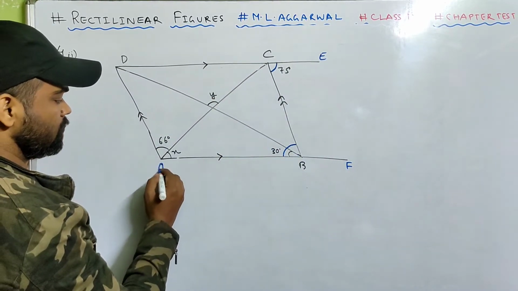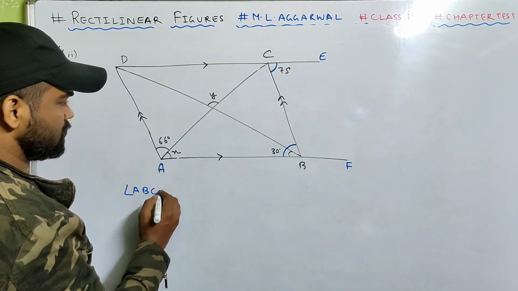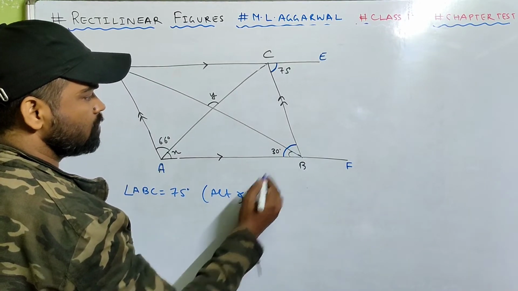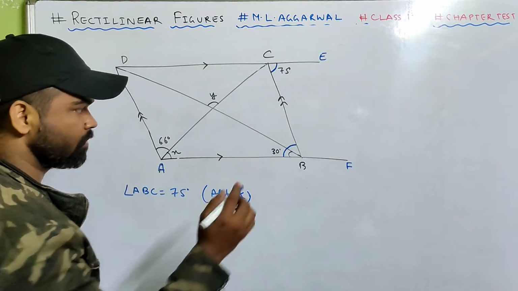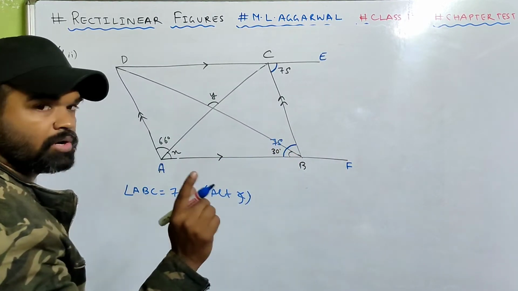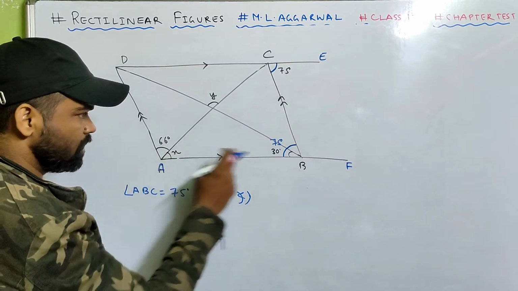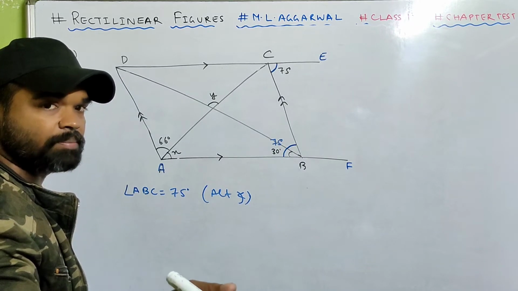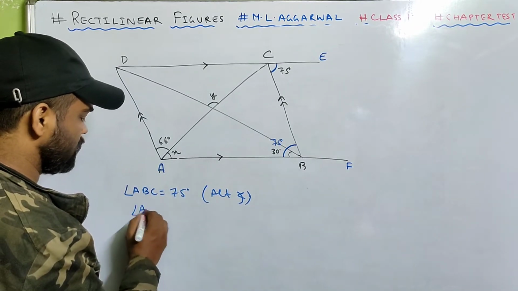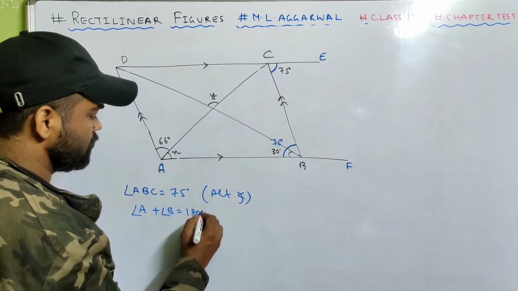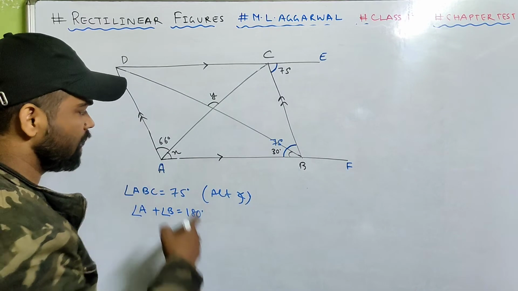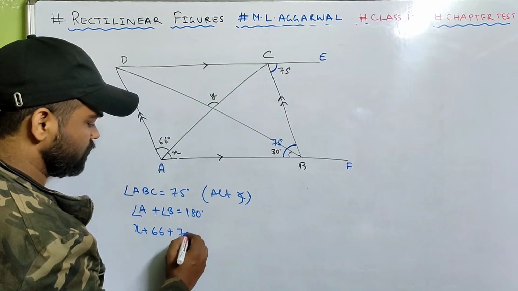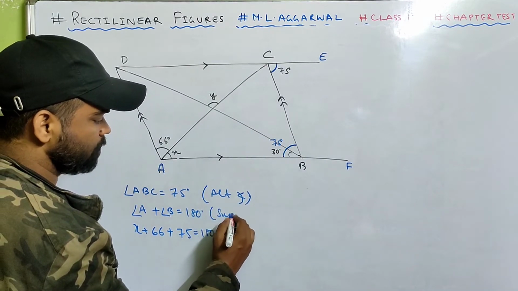So can I write angle ABC is equal to 75 degrees? Alternate angle. Yes or no? So this entire angle is 75 degrees. Now try to understand. In a parallelogram, the adjacent angles add up to give 180. Yes or no? They're supplementary to each other. Which means can I write angle A plus angle B is equal to 180 in this parallelogram ABCD? Angle A is what? x plus 66. Angle B is what? 75. That will be equal to 180. These are a supplementary pair.